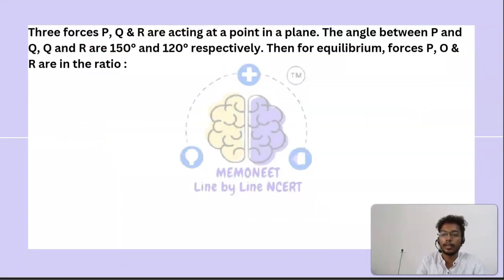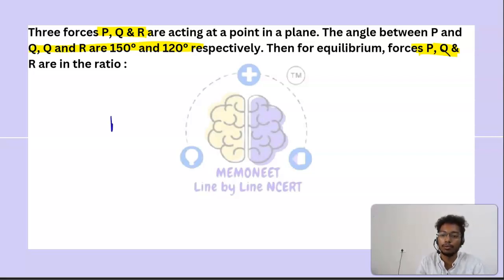In the question it is given that three forces, that is P, Q and R, are acting at a point in a plane, and the angles between P, Q and Q, R are 150 and 120 respectively. Then for equilibrium, the forces P, Q and R are in the ratios of what? Okay, so what we'll do, let's use Lami's theorem. I have not told you Lami's theorem.